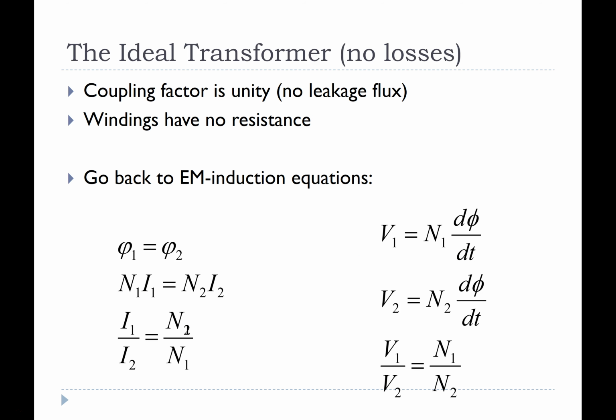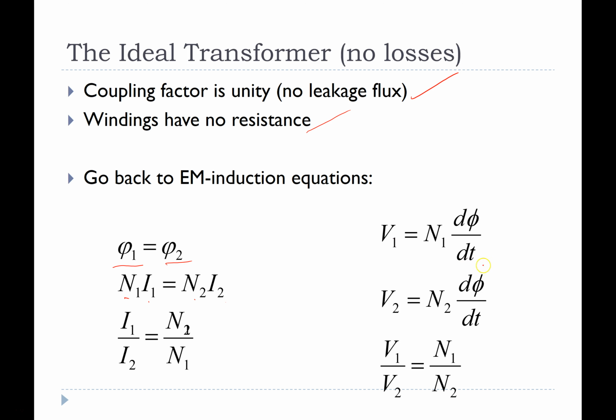And this brings us to the ideal transformer. For an ideal transformer, which has no losses, which means no winding resistance, and has a coupling factor of 1, which means no leakage flux, that means that the flux on the primary side is equal to the flux on the secondary side. So we could say N1I1 is equal to N2I2, and then we could define I1 from this. We just cross multiply, we get I1 on I2 is equal to N2 on N1.